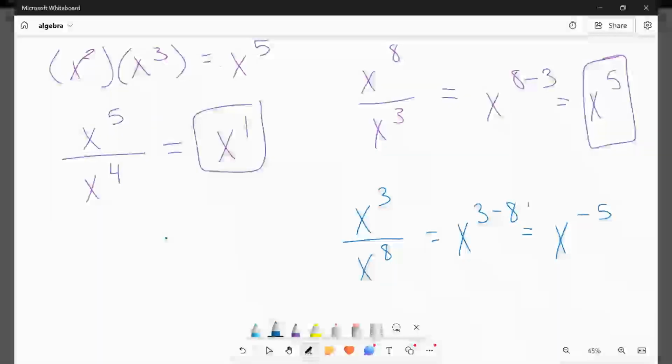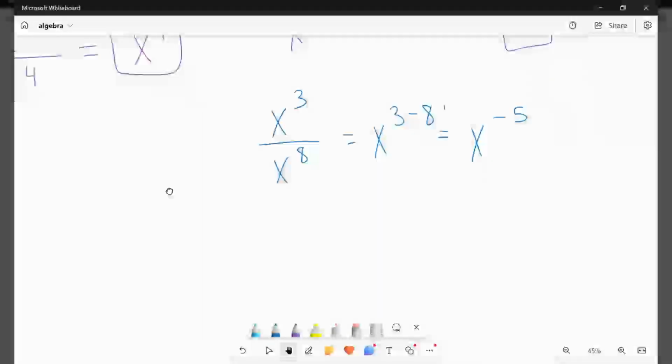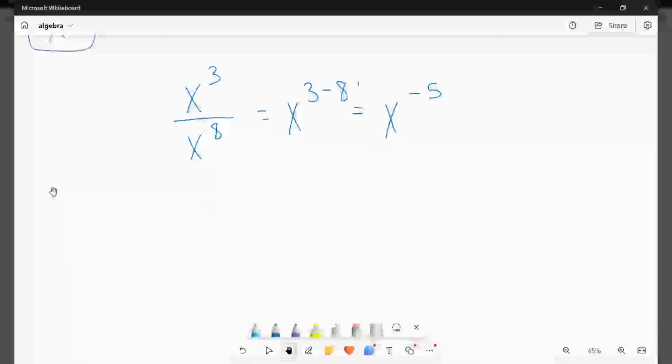Now, negative exponents, we'll discuss this in more videos in the future, but it's not something that your teacher or mathematicians may particularly like. So we tend to not write our answers with a negative exponent. So you may be wondering, how can I get rid of that negative exponent? So that's the next step.